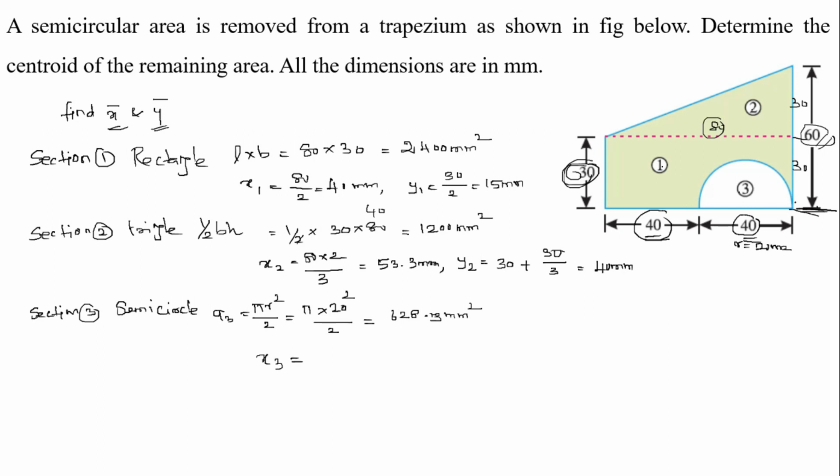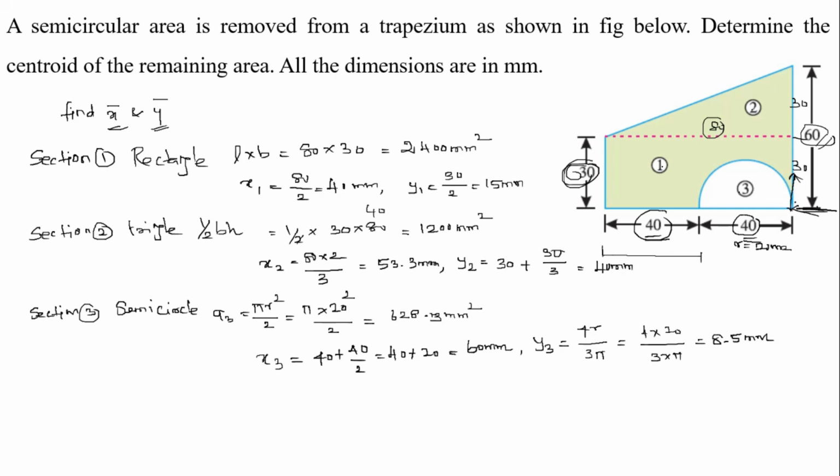Now, calculate x3. What is the formula? This 40 from this axis plus r, I mean 40 divided by 2, right. So, 40 plus 40 divided by 2, which is equal to 40 plus 20, which is equal to 60 mm. Similarly, y3. What is the formula for this? y3 is 4r by 3 pi, the general formula. So, 4 into 20 divided by 3 into pi. So, what is the value? It is equal to 8.5 mm, right.